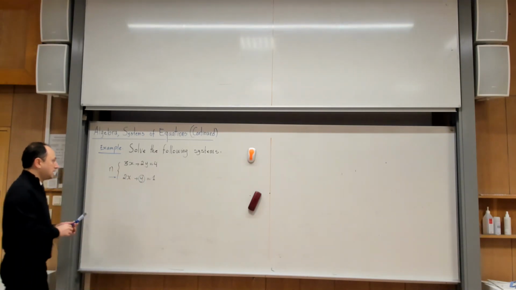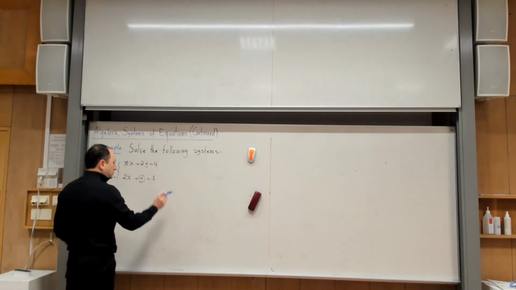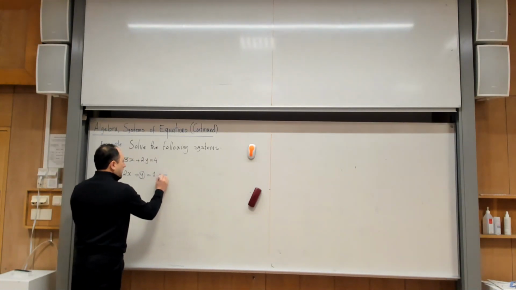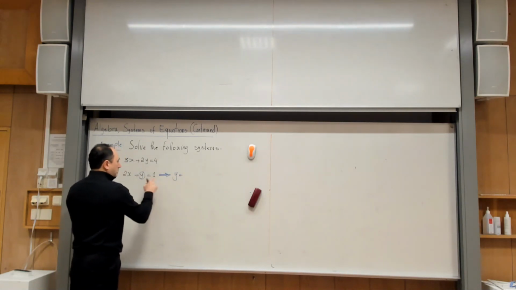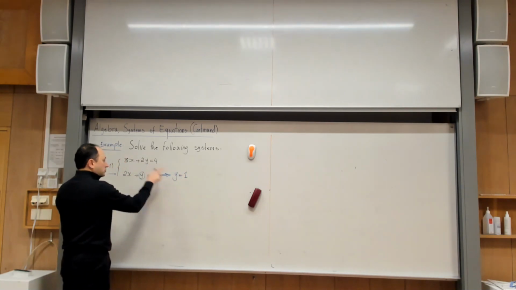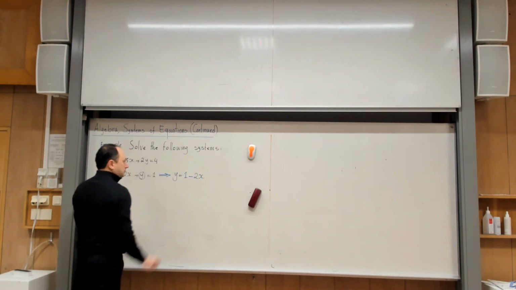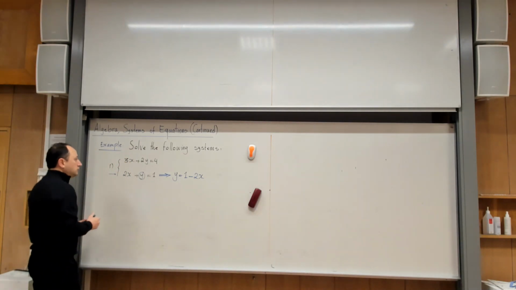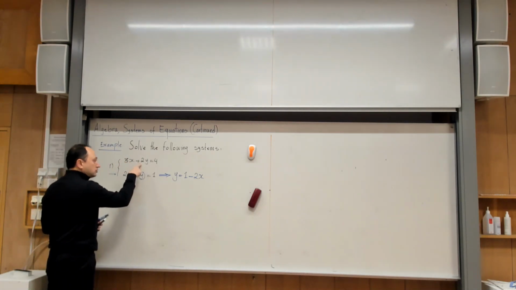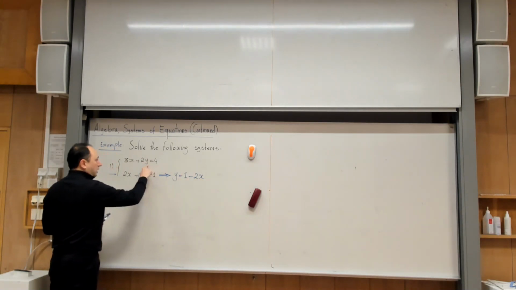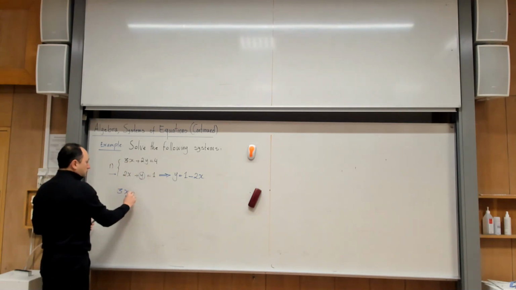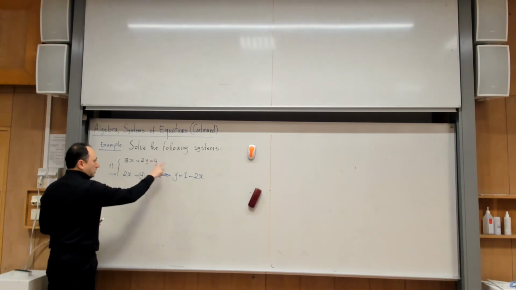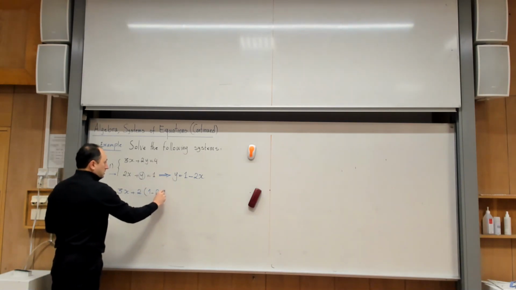So let me change my color, the blue is the solution. So here I go and make y alone. So y becomes equal to, I have 1 here, I move 2x to the right, it becomes negative 2x. Yes? And then I go to the equation that I haven't used and substitute this expression for y. So I go here, I would write 3x, and then plus 2, and then instead of y, I replace it with this, equals 4.